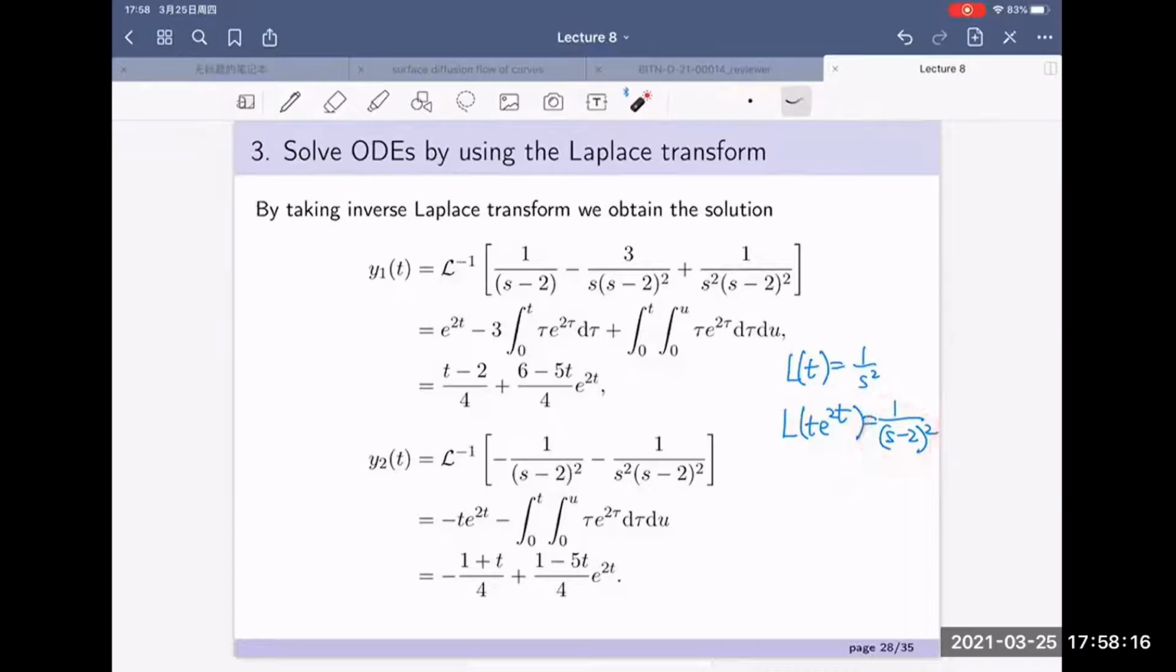But then you need to compute the integral from 0 to t. Okay, so when you compute the integral, you need to change the notation. You cannot use the same notation in the function and the integral. Okay, you need to use different notation. So that's why I change the notation to tau, just a change of notation. Okay, so since you have 1 over s, you need to compute the integral. If you have 1 over s squared, you need to compute 2 integrals. Okay.